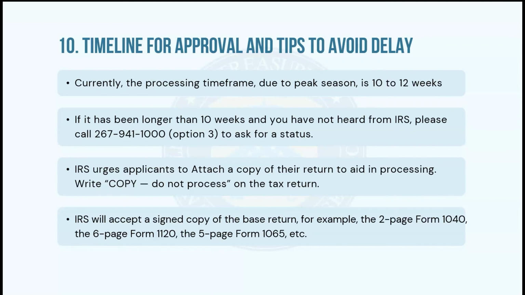If you're filing this on or after April 15, you've already filed your 2022 return, and you're requesting multiple certifications: number one, attach your 2021 6-page form 1120 and write "Copy, do not process" on the tax return. Number two, if you've already filed your 2022 return on April 15, attach the 2022 6-page form 1120. Also write "Copy, do not process" on that form and attach both to the certification forms. This makes it easy for the IRS to process your form.